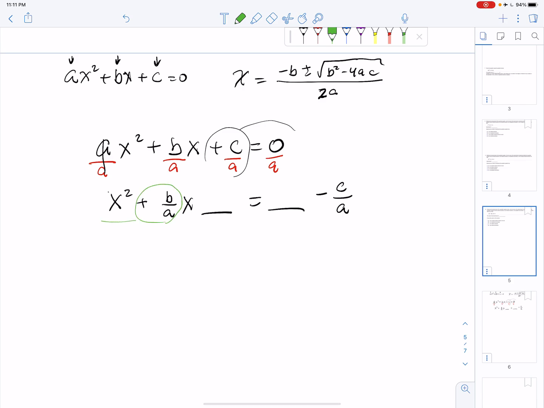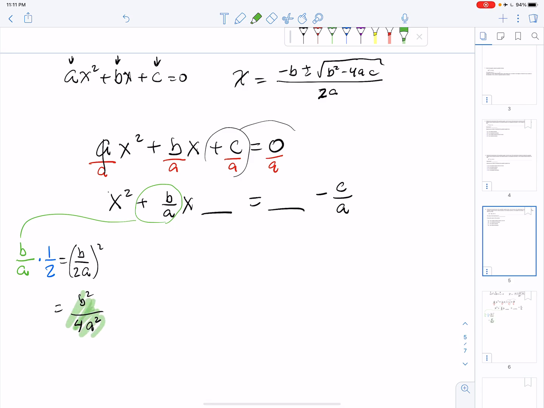How do I complete the square? I take this term, the linear term, the coefficient in front of the x to the first power, b over a. I cut it in half. Easiest way to do that with a fraction is multiply it by a half. That equals b over 2a. And then I square it. When I square it, I get b squared over 2 squared, which is 4, a squared, which is a squared. So that is the magical amount.